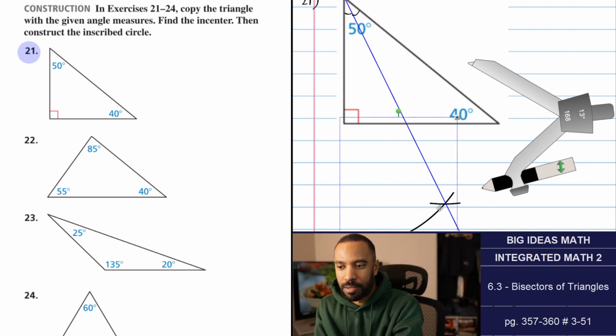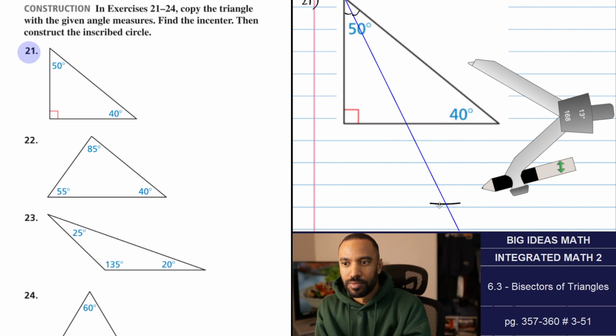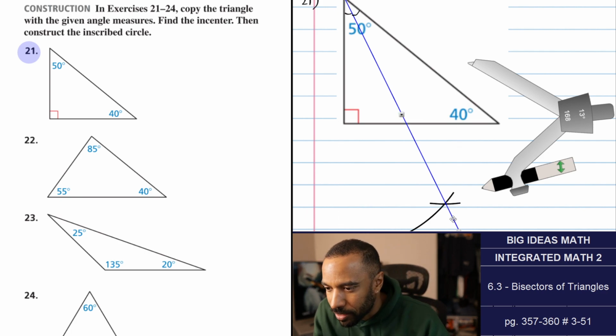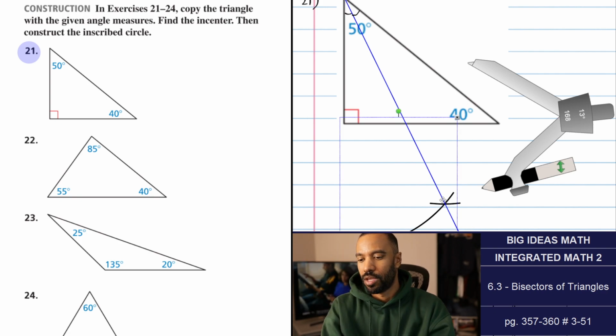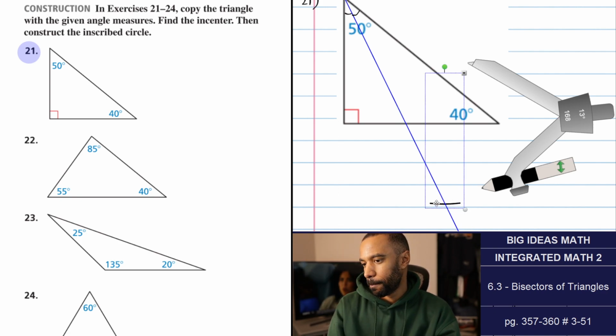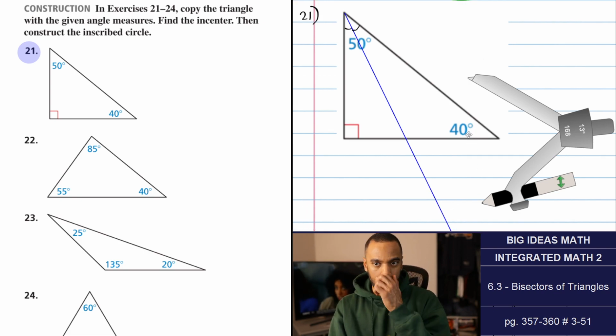We have to do this 4 times. I didn't like that. Let's get that a little better. How about more like that? There we go. Okay, so there's one angle bisector. All right, let's do another one.